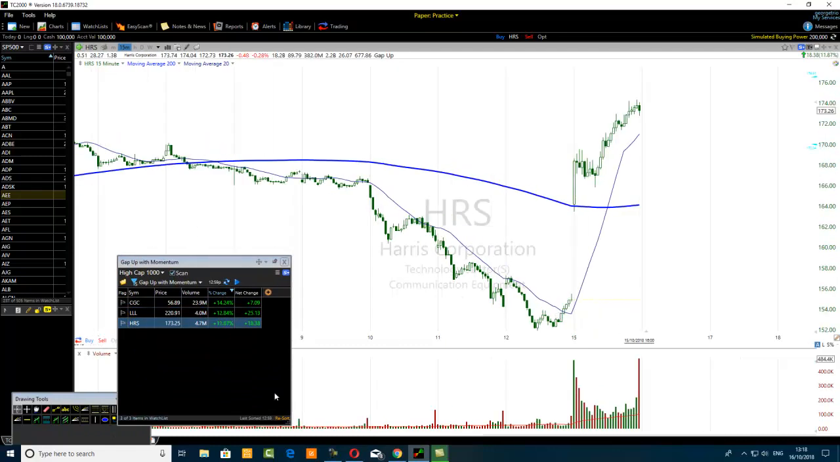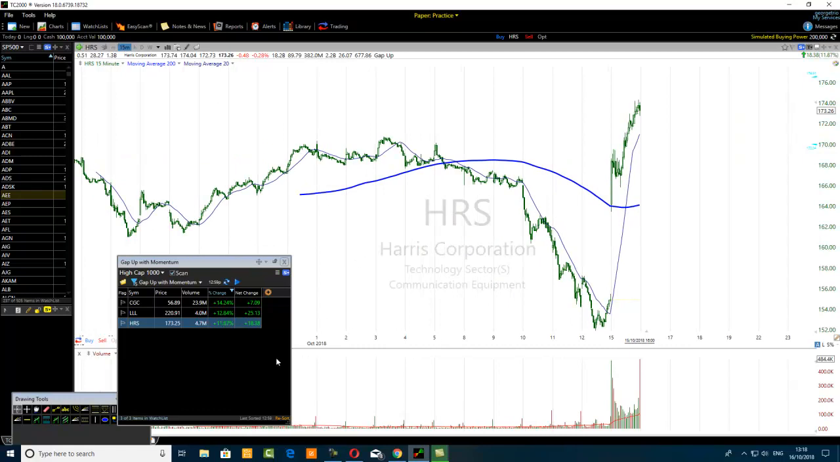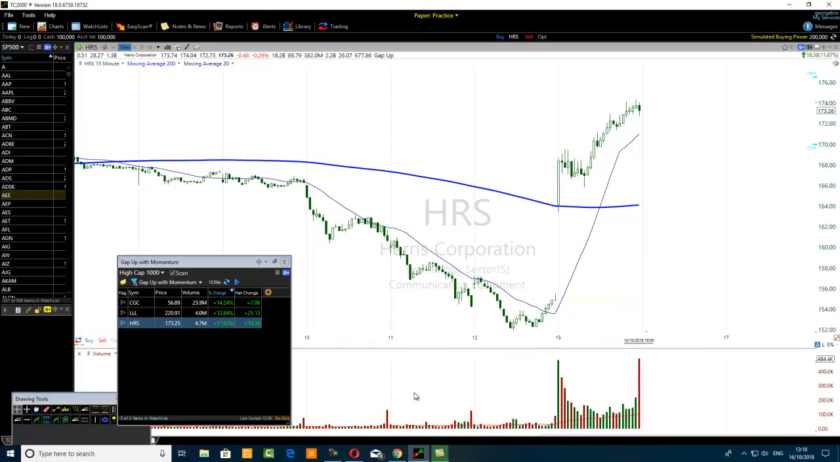A similar scenario again here. I'm on a 15-minute time frame. Market noise. This is the breakaway gap, and so on and so on.